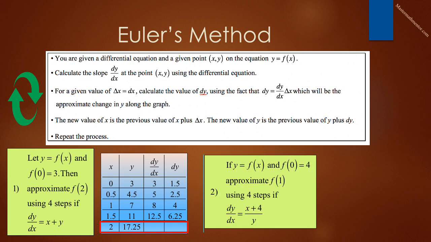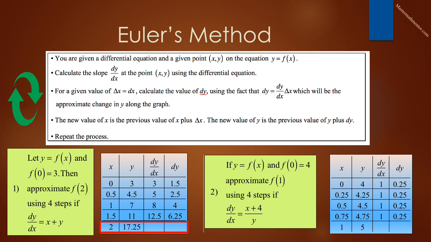Number 2 reads, if f of 0 equals 4, approximate f of 1 using 4 steps if dy/dx is equal to (x plus 4) over y. This problem can be solved as a separable differential equation. You would get y dy is equal to the quantity (x plus 4) dx, and we could actually solve it by integration. But let's do the problem by Euler's method.